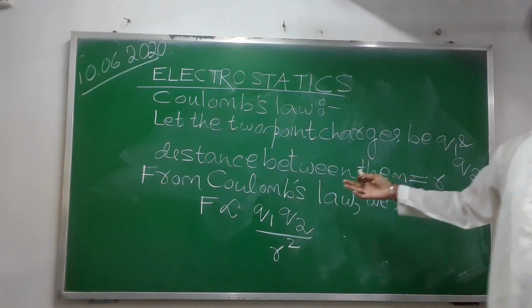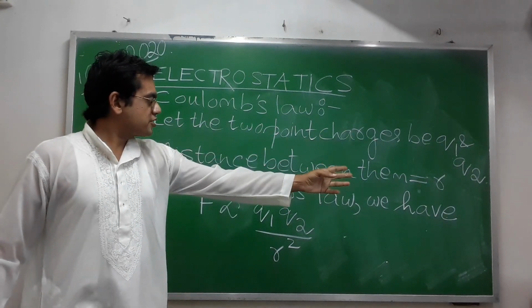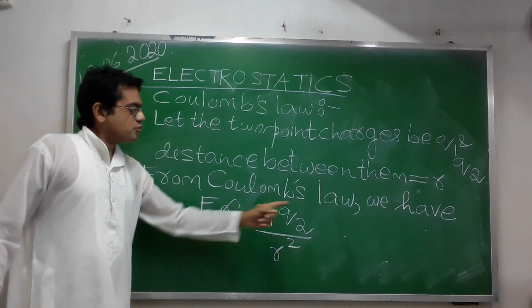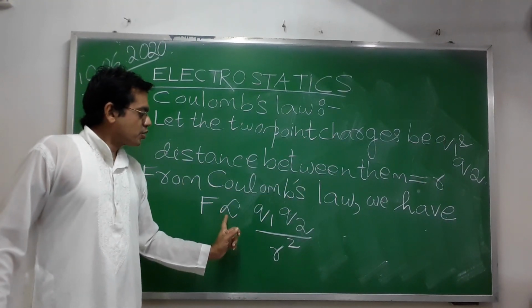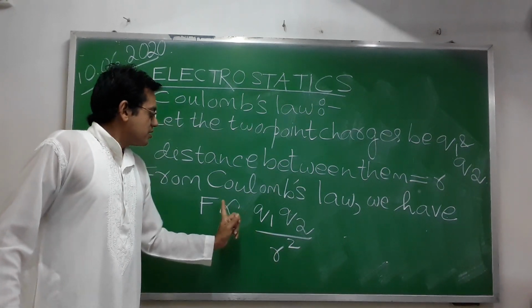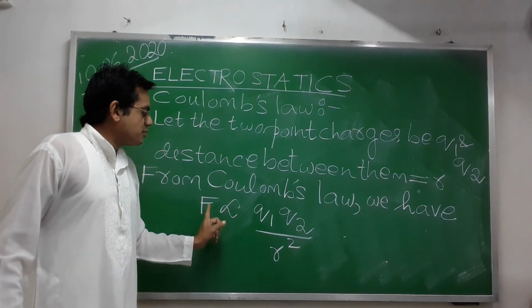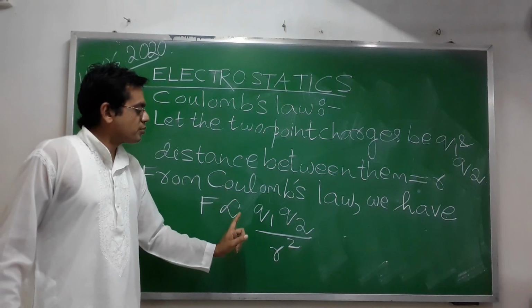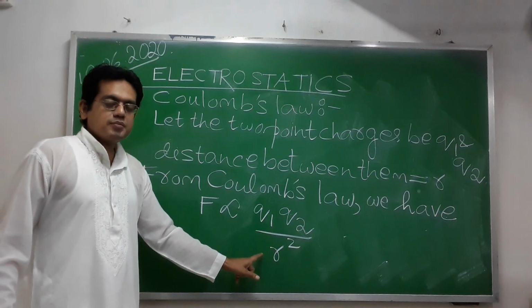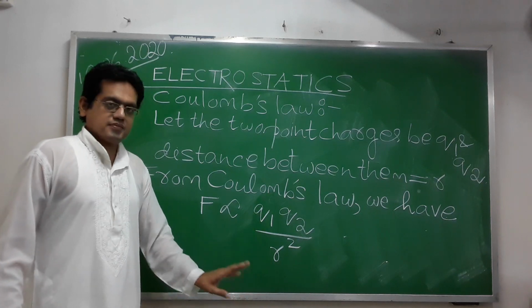So you see, students, the 2 point charges Q1, Q2, the distance between them R, and from Coulomb's law we have F proportional to Q1 Q2 by R square. From this relation we can see that the force between the 2 point charges is directly proportional to the product of the magnitude of the charges and inversely proportional to the square of the distance between them. Understood?